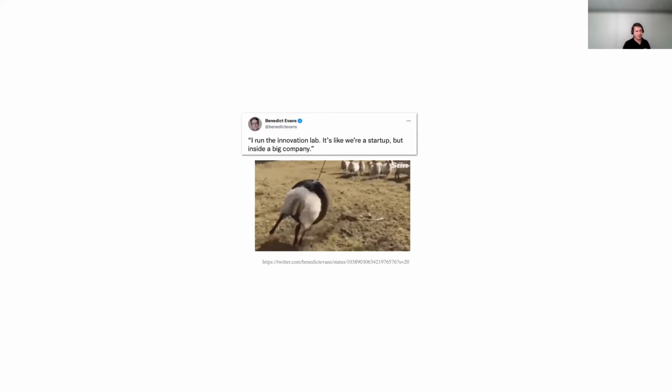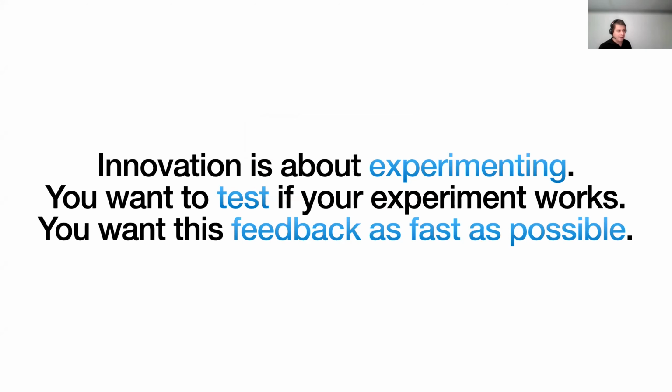So what is innovation about then? As I mentioned before, innovation is about experimenting. You want to test if your experiment works. You want to test and fail. This is also very important. You want to see if it fails, and failing is actually a very good thing because you learn a lot when it fails. You learn more when something fails than when it works. So this possibility to experiment is what enables innovation.